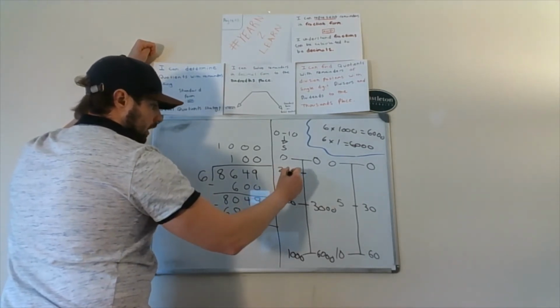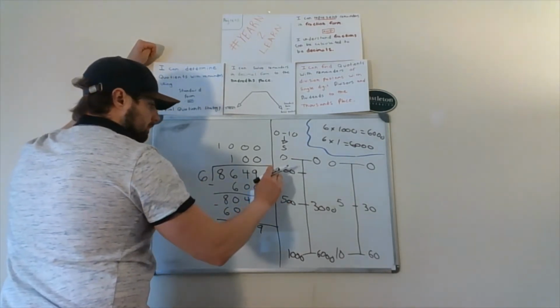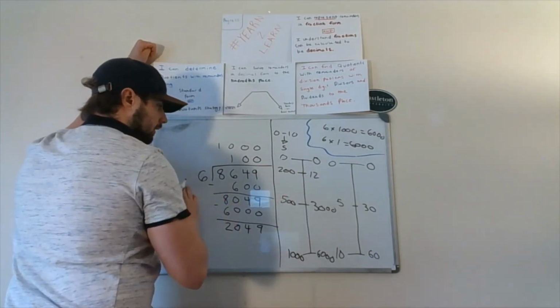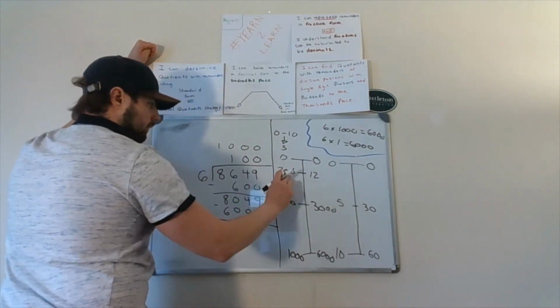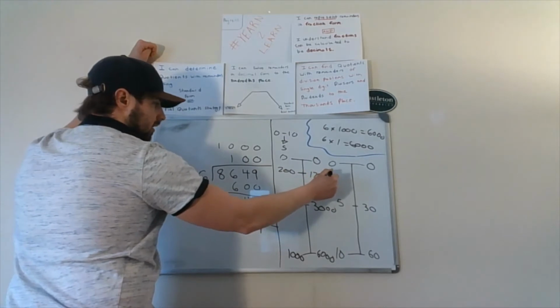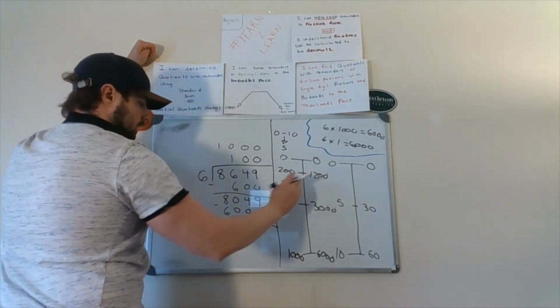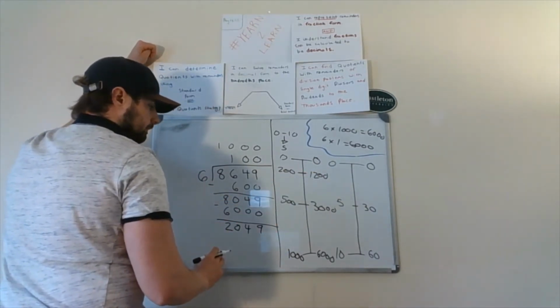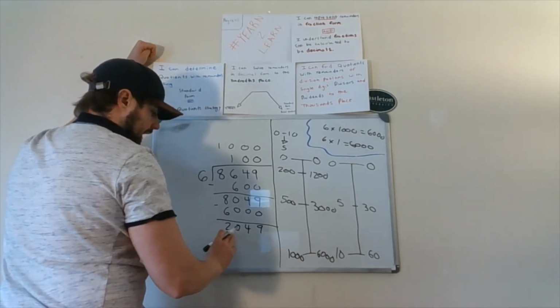Let's see what 200 would give me. I know 6 times 2 would give me 12. I tack 2 zeros. That would give me 1,200. I'm trying to get as close as I can to 2,000.